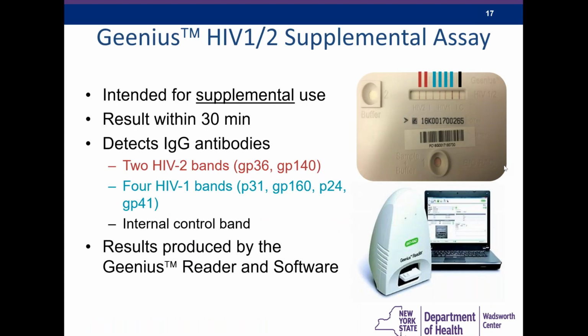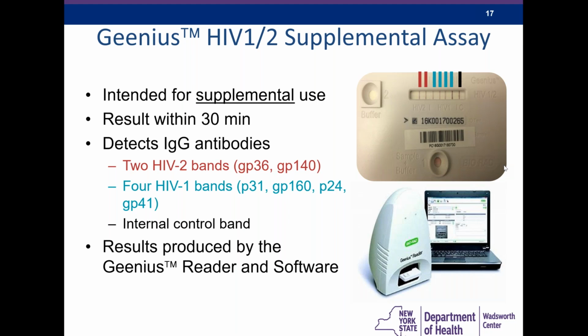So unlike the screening assays where we have a lot of different choices, we actually only have one test that is currently FDA approved for use as the step 2 or HIV 1-2 antibody differentiation test that is approved for supplemental use. And so this is the Geenius. It's produced by Bio-Rad, and I'm showing a picture of it here. It is a single-use device cartridge.